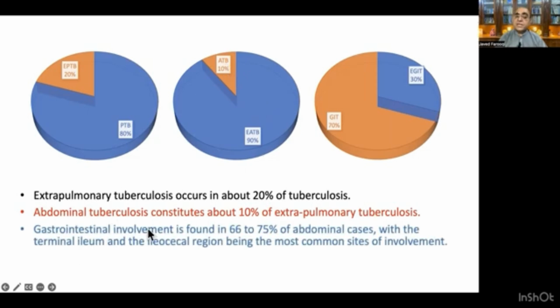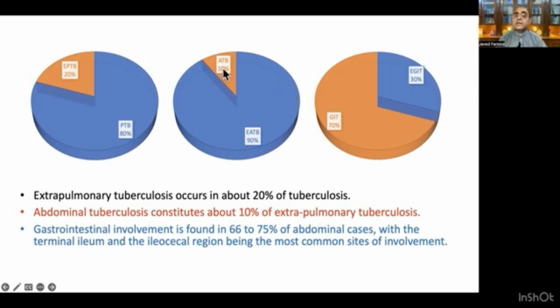The gastrointestinal involvement is found in 75% of abdominal cases, with the terminal ileum and the ileocecal region being the most common sites of involvement. I repeat, out of 100 cases, 80 will be pulmonary tuberculosis and 20 will be extrapulmonary tuberculosis. And in extrapulmonary tuberculosis, 90% are extra-abdominal and 10% are abdominal. The extra-abdominal sites are the lymph nodes, the meninges, the bones, and other areas.